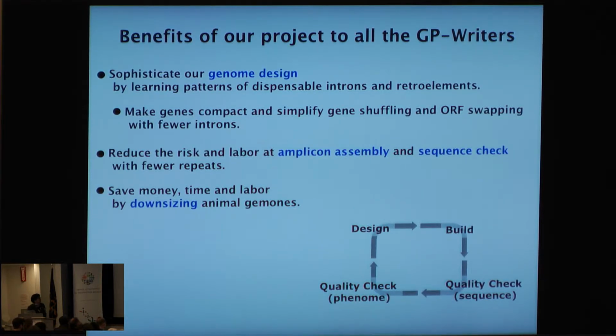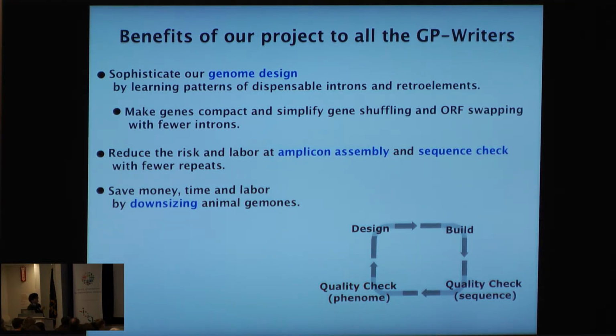Okay, and this is the last slide. Of course, by doing this project, we are going to see some principles of how retroelements and introns sustain the ecosystem of gene expression. But this is also important for everybody in this room. For example, we can sophisticate our genome design by learning patterns of disposable introns and retroelements. And second, this is very important.